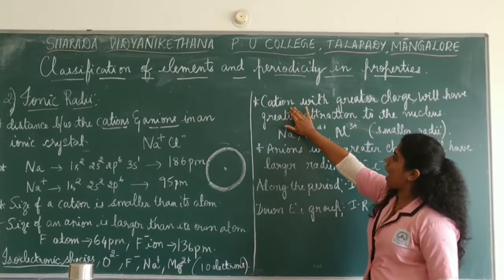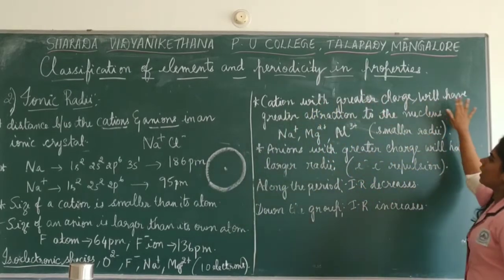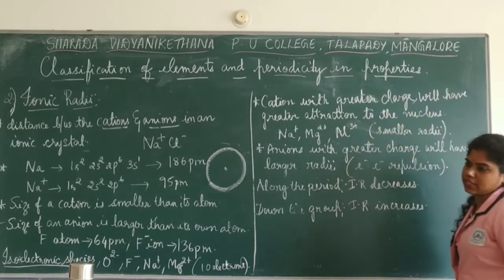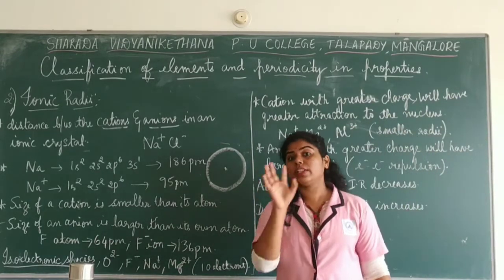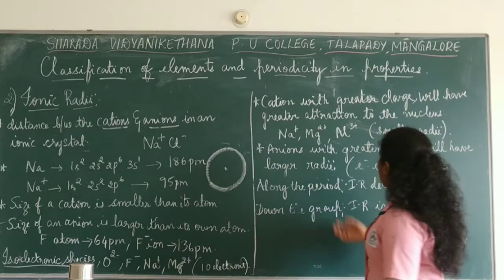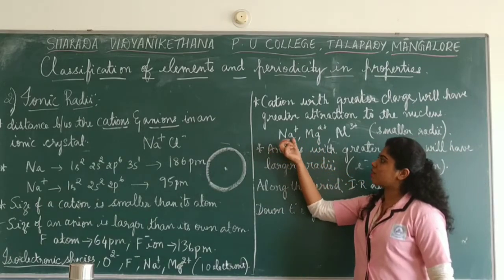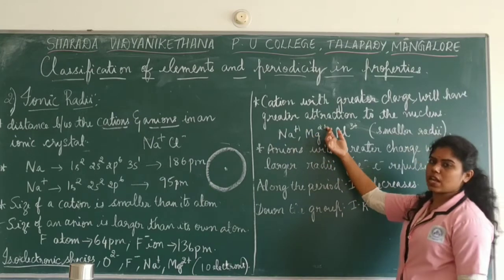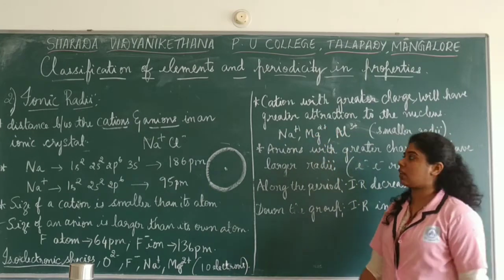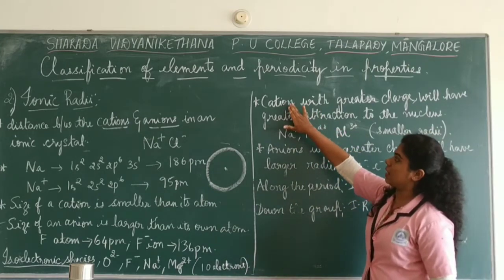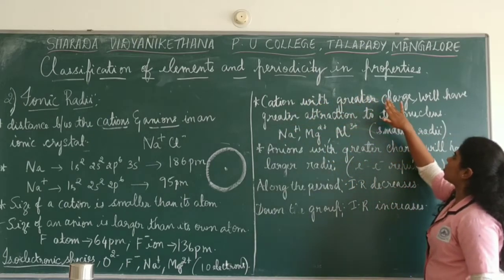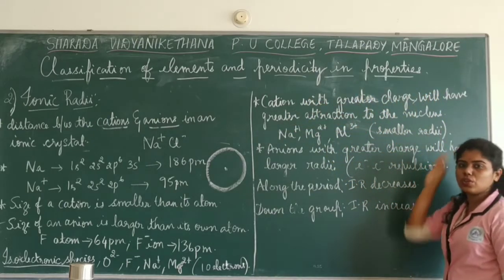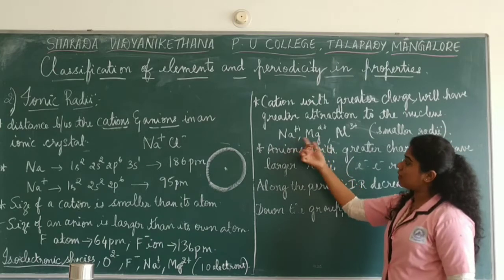Now see here, a cation with the greater charge will have greater attraction to the nucleus. I'll give you an example. Here you have sodium, which has a +1 charge, magnesium, which has +2, and aluminium, which has +3. Note the sentence here: a cation with the greater charge will have greater attraction to the nucleus.